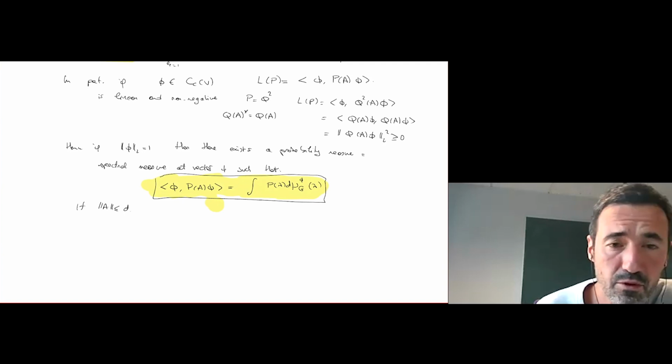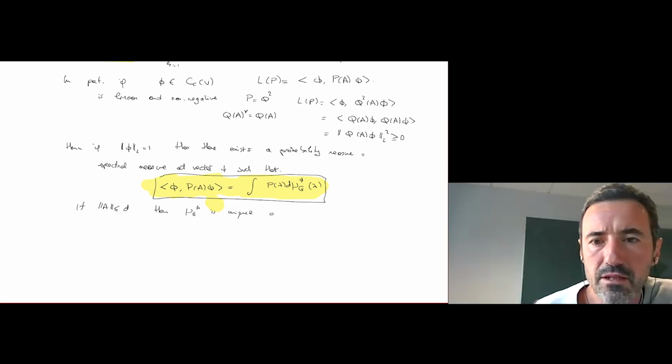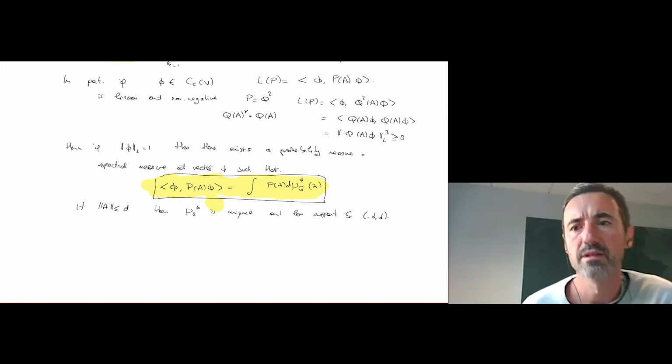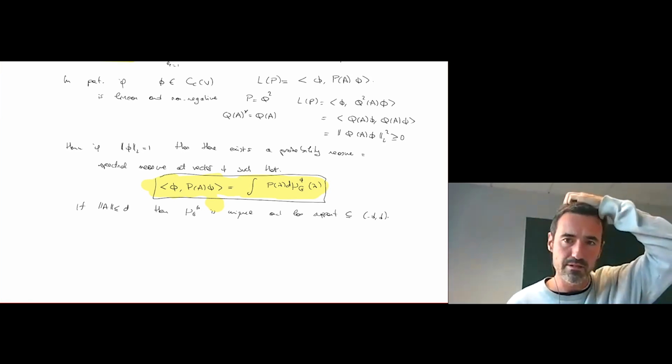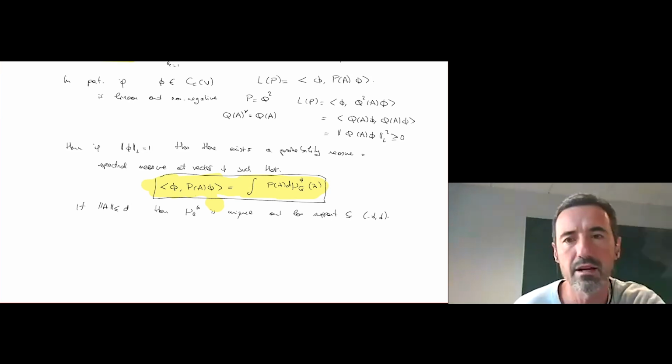And if the operator norm of A is bounded, then this measure, which we call mu_phi, is unique and has support included in [-d, d]. Okay. So this spectral measure in fact contains much of the spectral information that we will try to understand on our graphs. Okay.